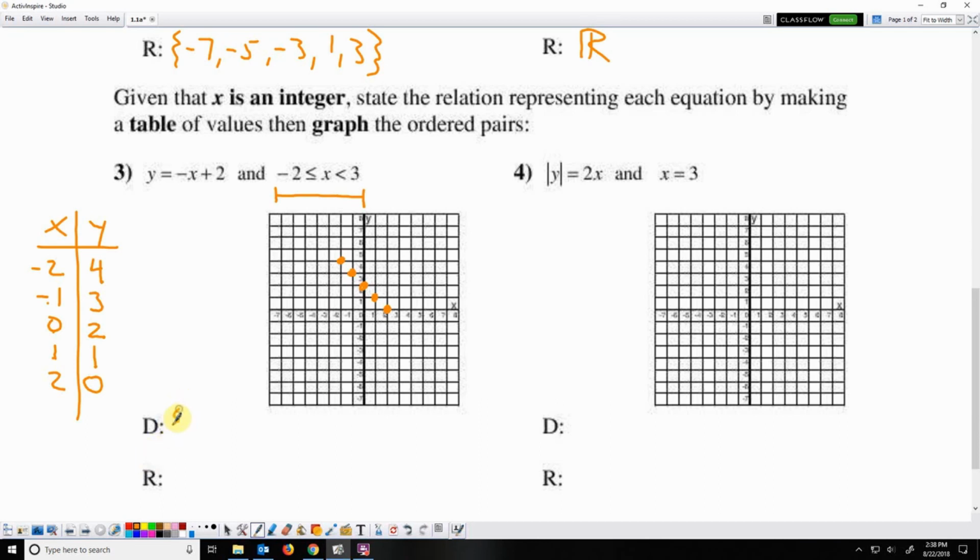The domain is all of the x values, the set that includes -2, -1, 0, 1, and 2. And the range is all the y values, the set that includes 0, 1, 2, 3, and 4. And you'll notice that none of these x values is repeated with a new y value, and that you can't draw a vertical line anywhere on here that's going to touch 2 or more points. So number 3 is a function.